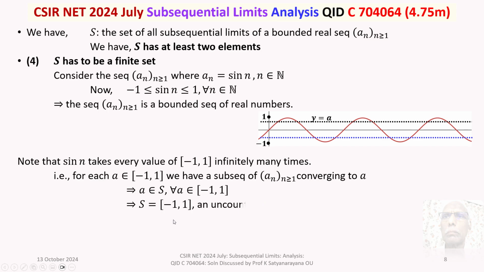Right. That means S is exactly equal to the closed interval minus 1 to plus 1, which is an uncountable set, and thereby it is an infinite set. It is not a finite set. So S is an uncountable set. Thus S is not a finite set. Therefore, option 4 is not true. Summarizing all the options, the answer to this question is option 3.